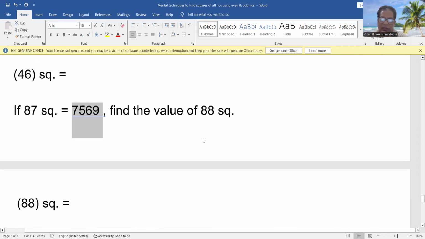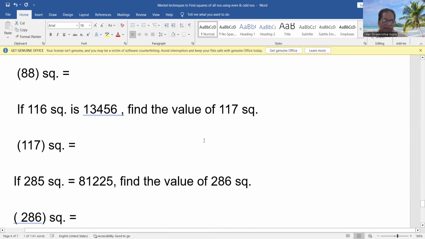So very easy to find the square of a given number when you are given the square of the previous number, right? You can apply this technique to any number. If 116 square is equal to 13456, what is the value of 117 square? Now the technique is same. You multiply 2 into 116. What is the answer? 232. 232 plus 1, 233. You add 233 to this number and you get the answer for 117 square.